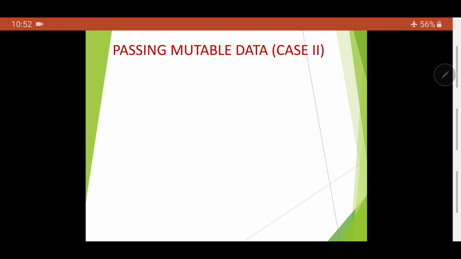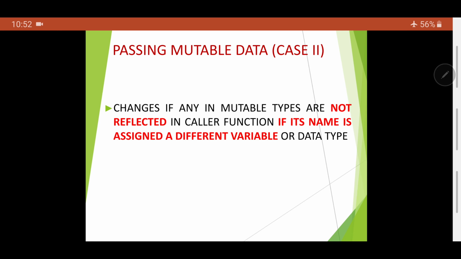So what can be concluded? We can conclude that changes, if any, in mutable types are not reflected in the caller function if its name is assigned a different variable or data type. So if we assign its name a different variable or data type, then the changes are not reflected back to the main function. I hope these concepts are clear.